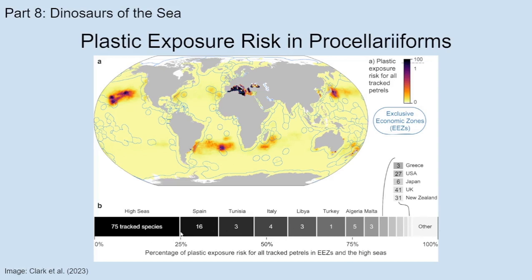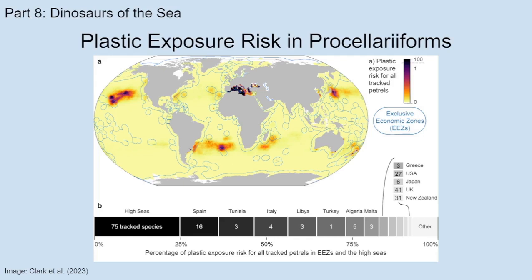However, even if we take out all the waters that are under exclusive economic territory of certain countries, if we look only at the high seas, that's still 25% of the plastic exposure risk here. And so this really emphasizes the fact that conserving seabirds is an international issue. We need international cooperation to be able to conserve these seabirds, because seabirds don't care about national borders, right? They travel all over the world. They travel into oceans where there are not exclusive economic zones. This is true of a lot of environmental problems, that we require global cooperation, but it's very true in the realm of bird conservation, seabird conservation especially.